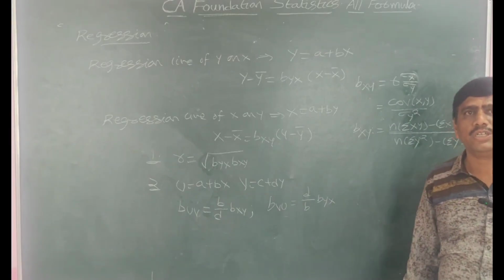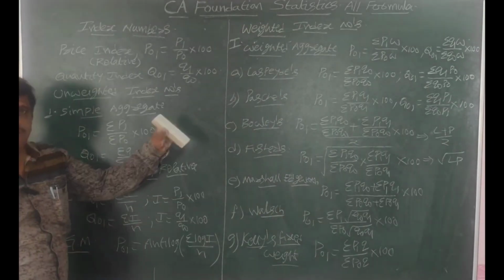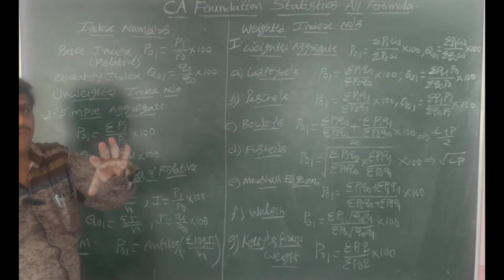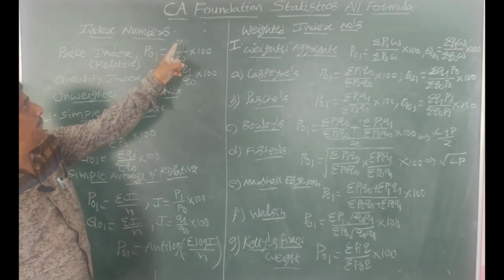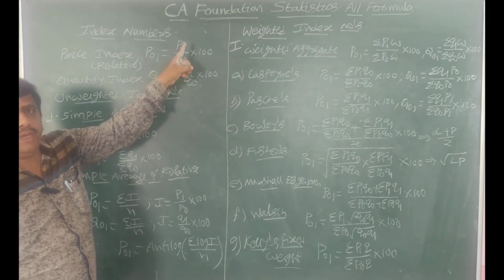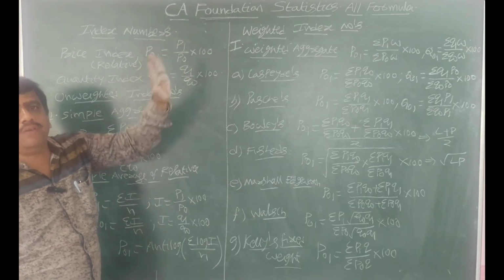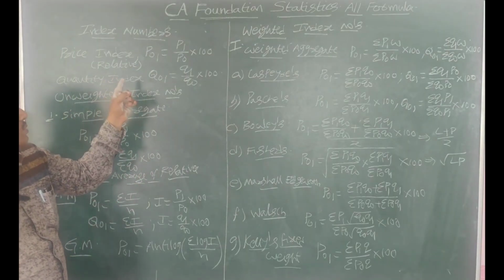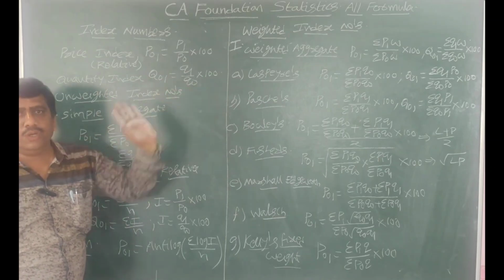After this chapter, a very important chapter: index numbers. Index numbers involve many formulas. Firstly, the basic formula, the price index for a single commodity, also known as price relative, is P1 by P0 into 100, denoted by P01. That means the price index of 1 on 0 is P1 by P0 into 100. If it is P10, the formula is P0 by P1 into 100. Similarly, the quantity index for a single commodity, also known as quantity relative, Q01, is Q1 by Q0 into 100. If it is Q10, it is Q0 by Q1 into 100.